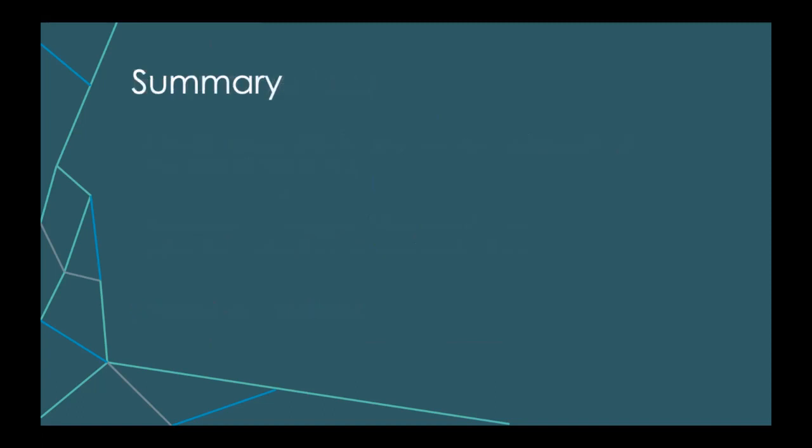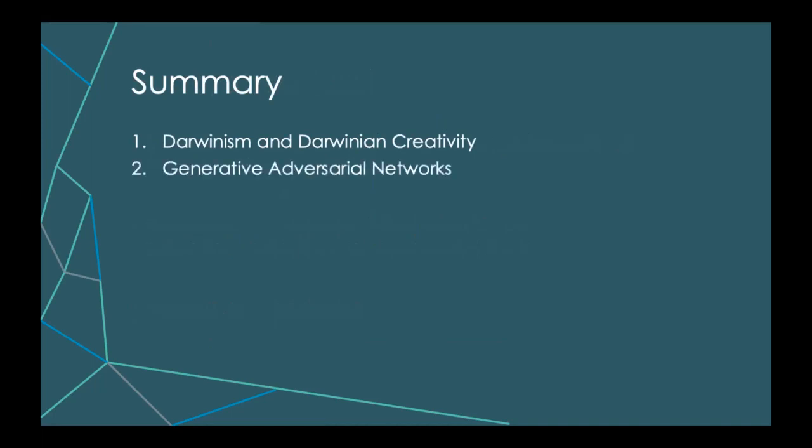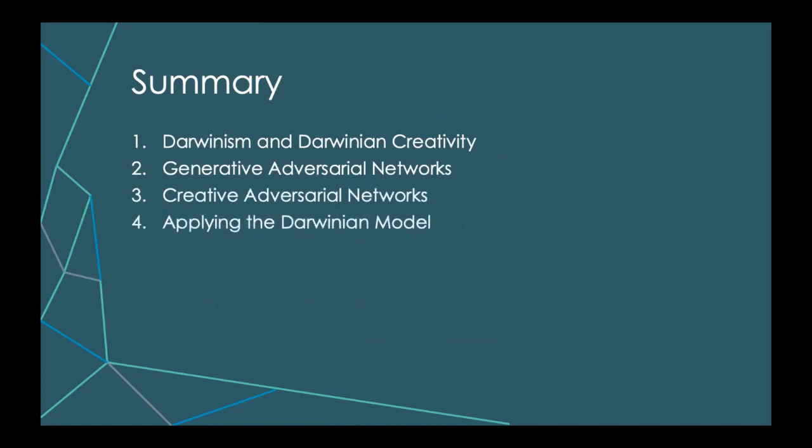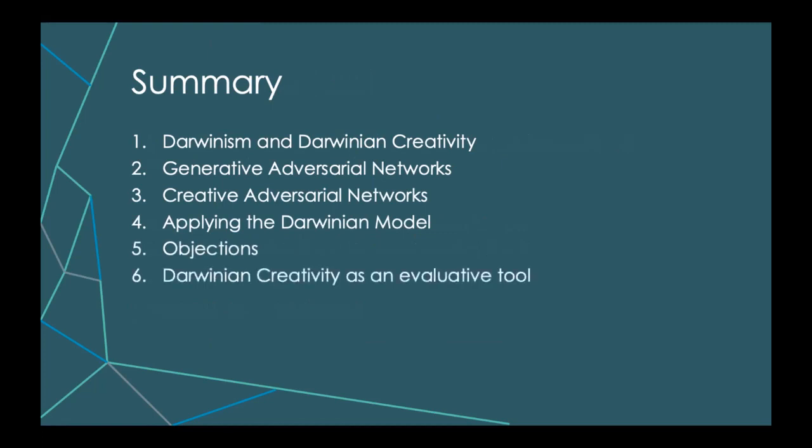So that's the end of my talk. Just a quick summary: I went over Darwinism and Darwinian creativity. I had a look at generative adversarial networks and creative adversarial networks. I showed how we could potentially apply the Darwinian model over these systems, which are not explicitly designed to be evolutionary. I addressed a few objections and then concluded with my proposal that Darwinian creativity could be used as a potential evaluative tool for computationally creative systems.